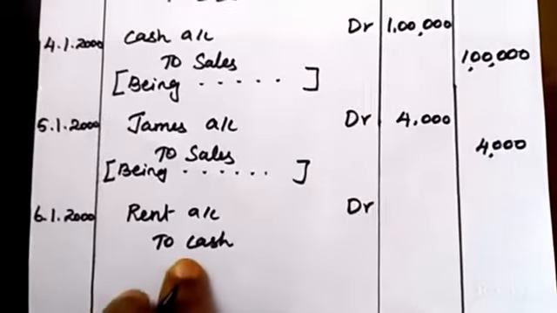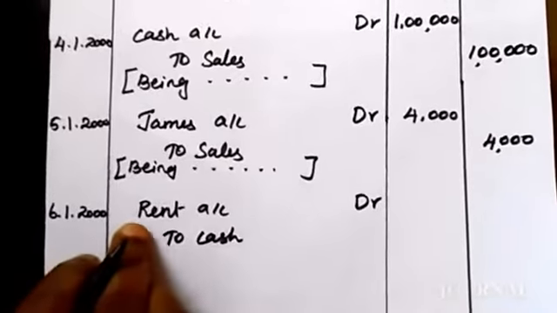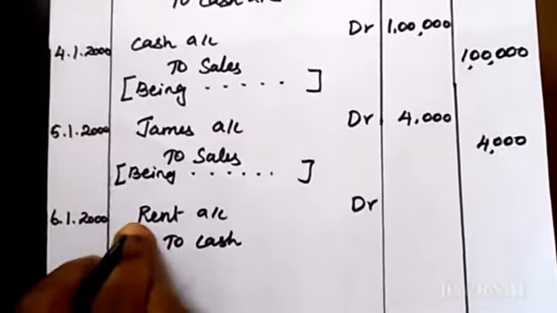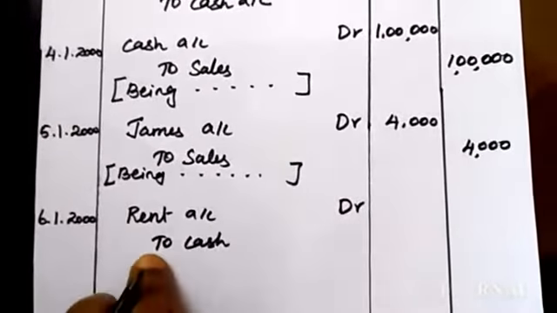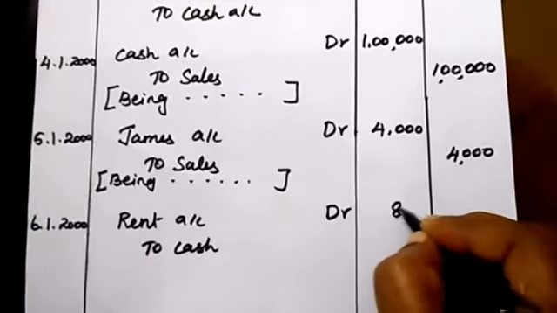When you make any payment, what will happen? Cash goes out for rent. So rent is an expense. So debit expense, cash goes out, so credit cash. How much? 800 rupees.